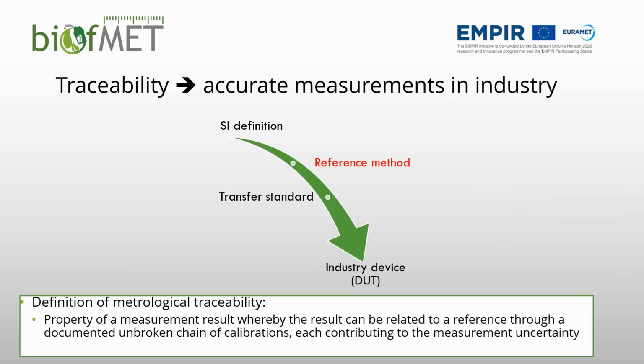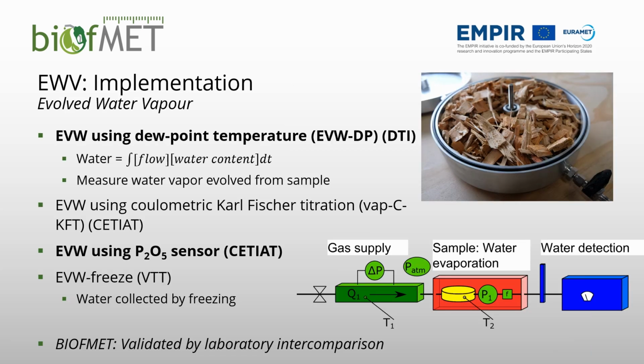So we need a reference method, and as I said, we use the evolved water vapor method. It's somewhat similar to the loss on drying, except that the drying takes place in a closed chamber, and we measure the water content coming out in the drying gas with a sensor specific to water. So the measurement is specific to water, that's the crucial thing.